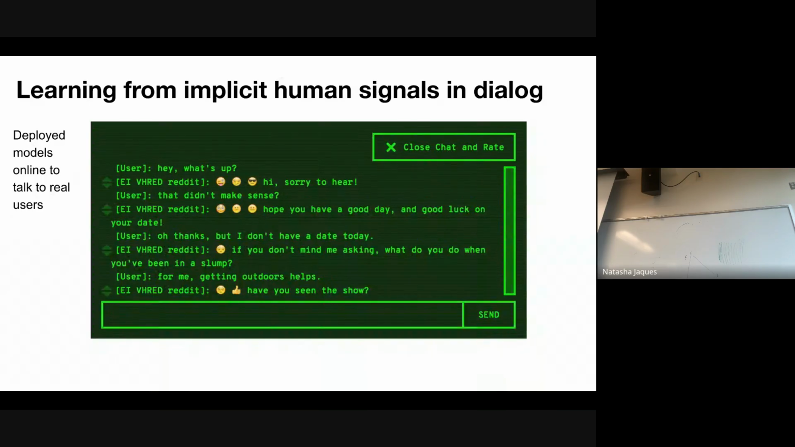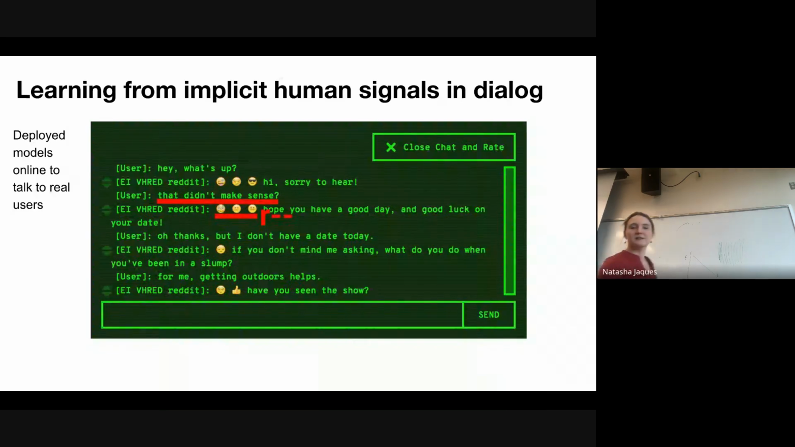So the user says, hey, what's up? And the model says, hi, sorry to hear. A little more grammatical, but not good. And so our idea was we could detect when the user says that doesn't make sense, that they're not really enjoying the conversation at that point, and use that as a signal to train the model.